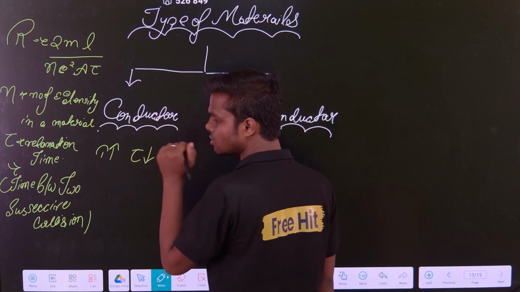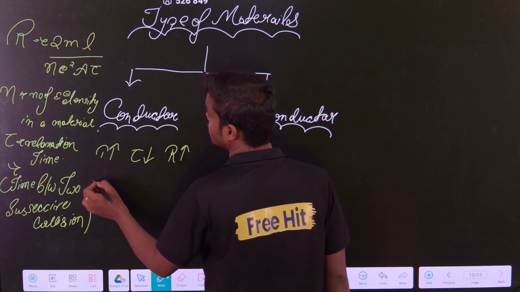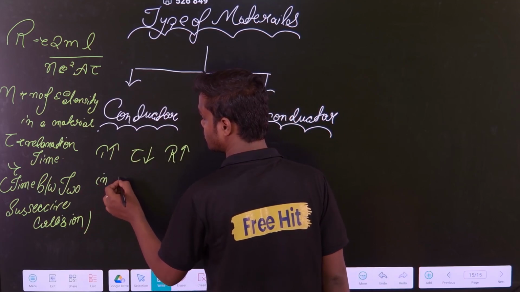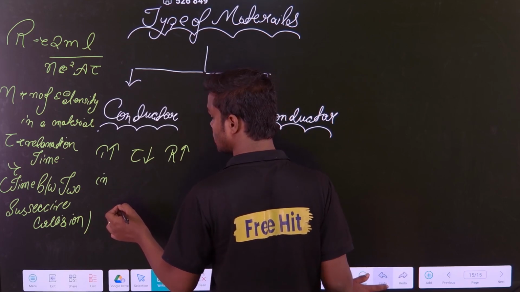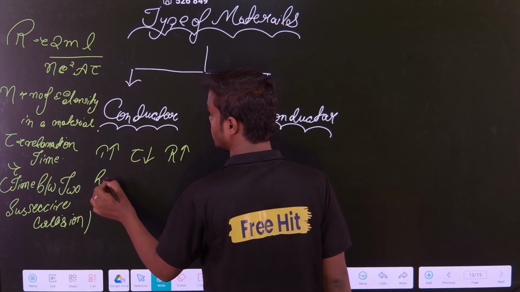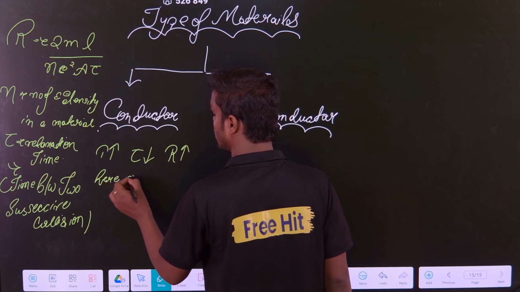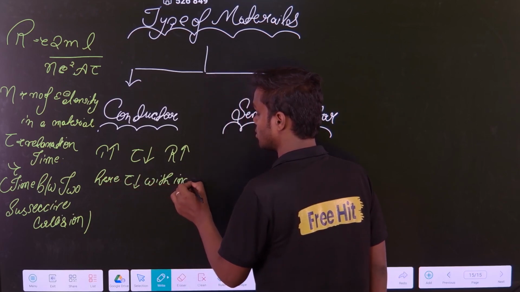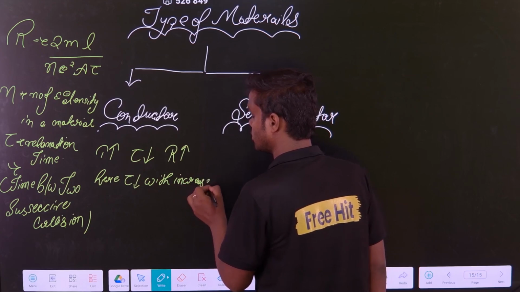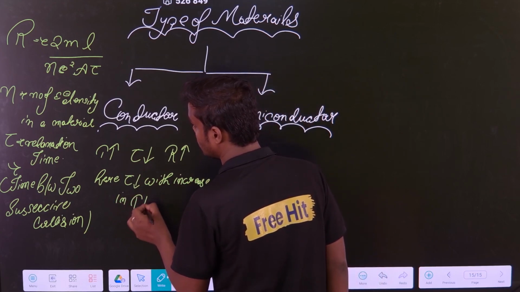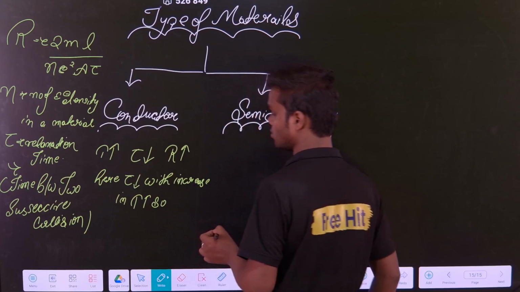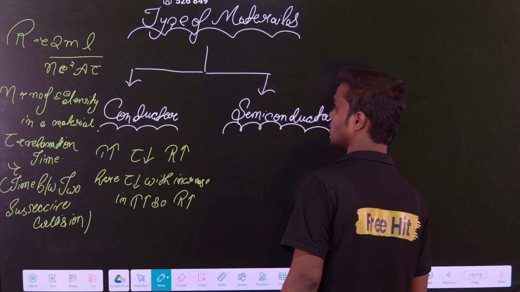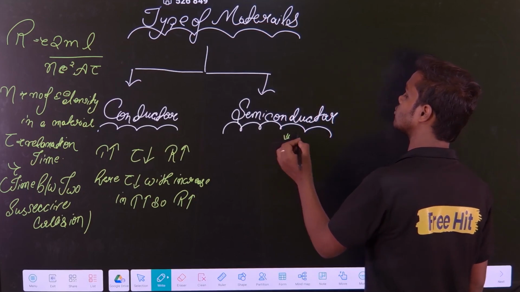So in conductors, remember that tau decreases with increase in temperature, so resistance increases.